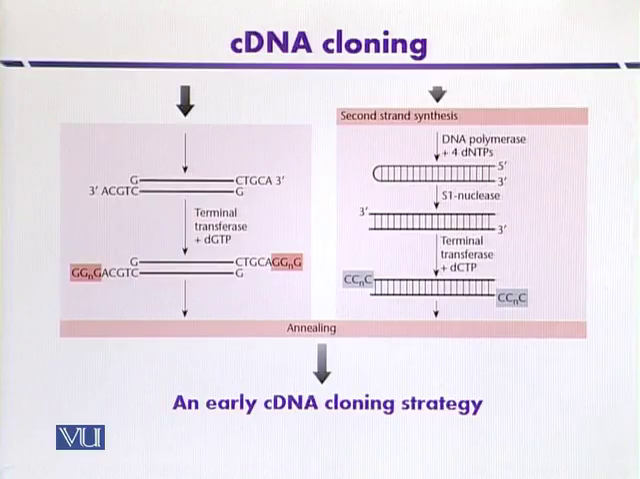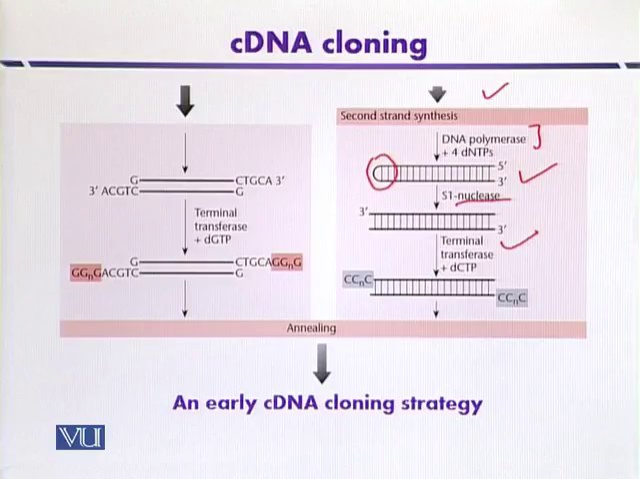Then in the next step, second strand biosynthesis takes place in the presence of DNA polymerase and all 4 dNTPs. Then this hairpin loop structure at the 5' end can be degraded with S1 nuclease. And then after degradation, this cDNA is treated with terminal transferase in the presence of cytosine residues. If you remember, terminal transferase has the ability to add a single type of nucleotide when it is provided.